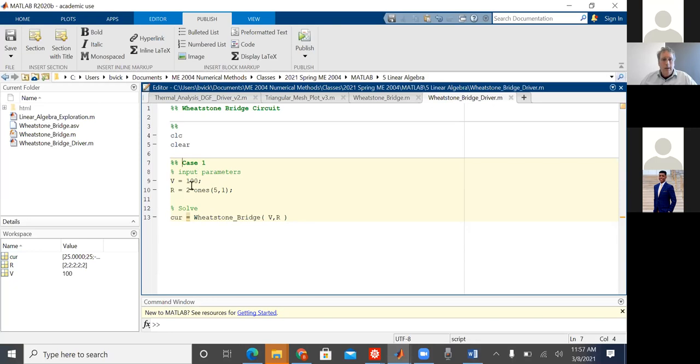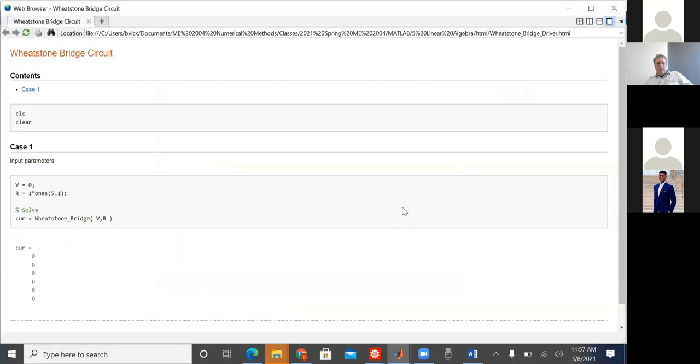So case 1 is voltage equal to 0 and the current equal that. And we can print them out that way. All right, you ready? Let's publish. Now, it looks like something's gone wrong. We've got 0 currents here. Or is 0 currents an acceptable answer?